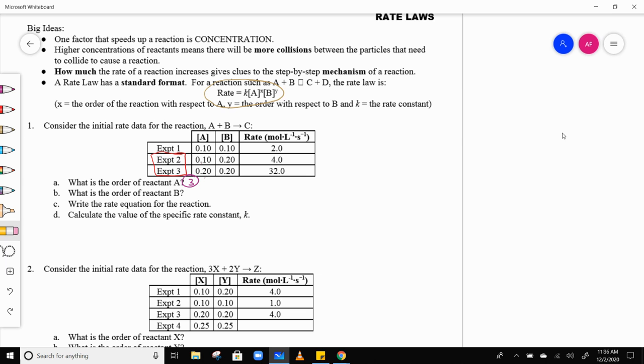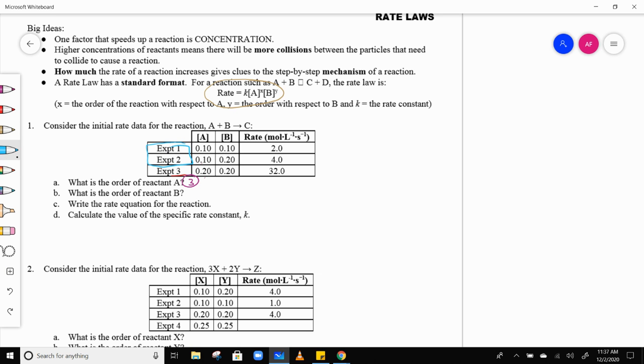In order to figure out B, same process that we did with A, we're going to find two reactions where A doesn't change, but B changes. So we're going to use experiments 1 and 2, because you see that A doesn't change, so that will be eliminated, but B changes.